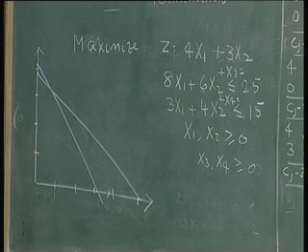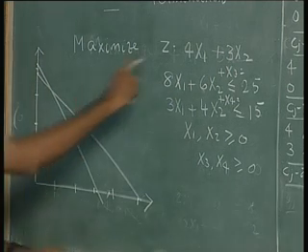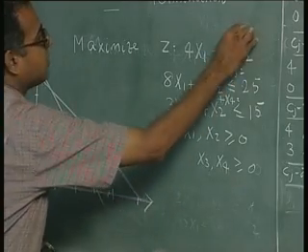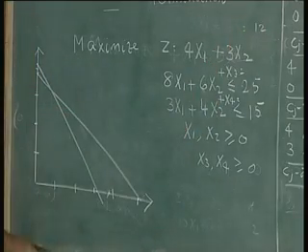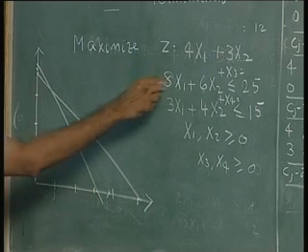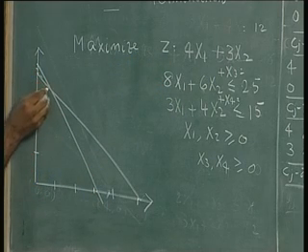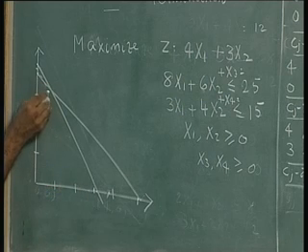Now let us draw the objective function. 4x1 plus 3x2, say equals 12. So I have 3 comma 0 and I have 0 comma 4, which is this. So my objective function line is like this.